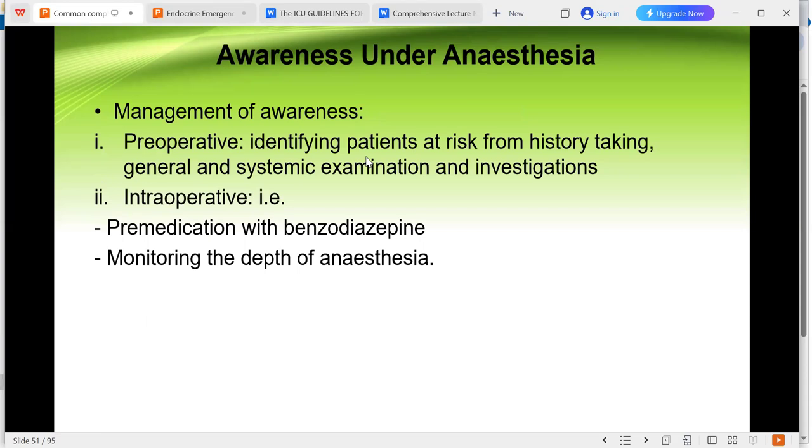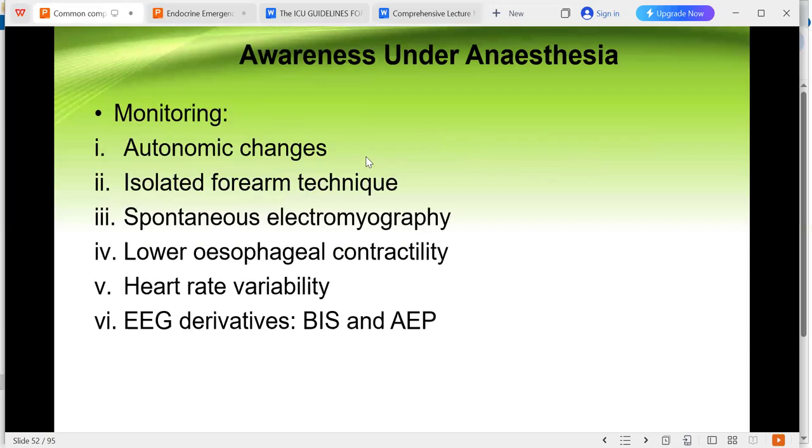So how do you manage it? Preoperatively, identify patients at risk from your history taking. All right. Intraoperatively, you want to do premedication with your benzodiazepine and monitor the depth of anesthesia. All right. So how do you monitor the depth of anesthesia? You want to look at the autonomic changes. Look at the heart rate, look at other autonomic function like sweating and all that. Isolated forearm technique. I hope we know how to do this, okay?